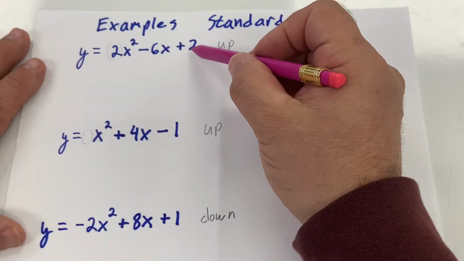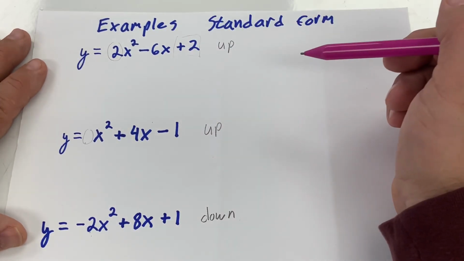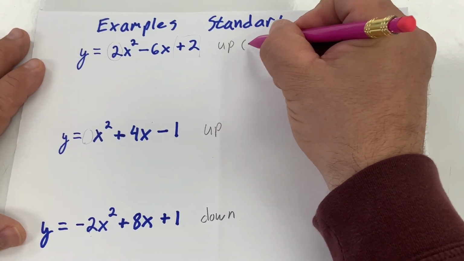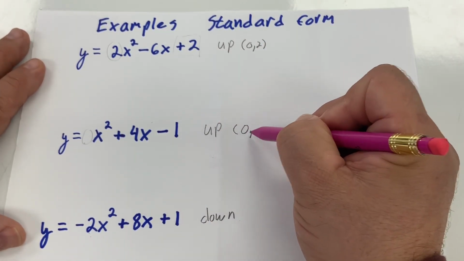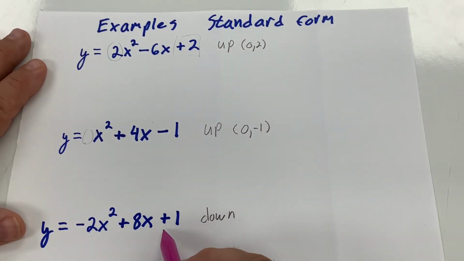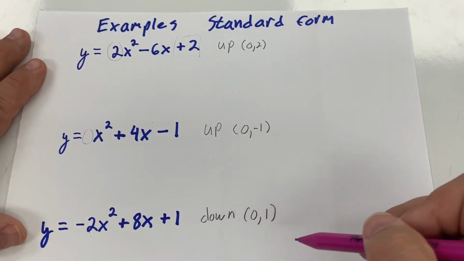You can also find the y-intercept really quickly when it's in standard form. It's that number dangling off the edge there. So the y-intercept for this is going to be 0, 2. The y-intercept is going to be 0, -1. And the y-intercept for this is going to be 0, 1. And that's sometimes helpful when you're graphing.